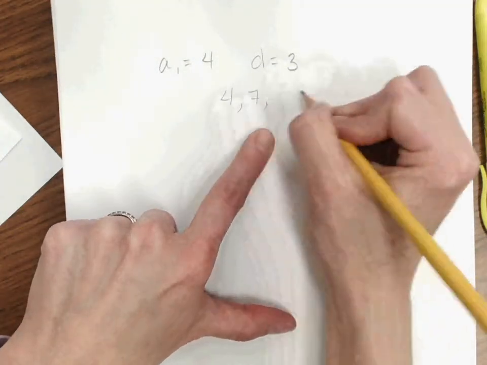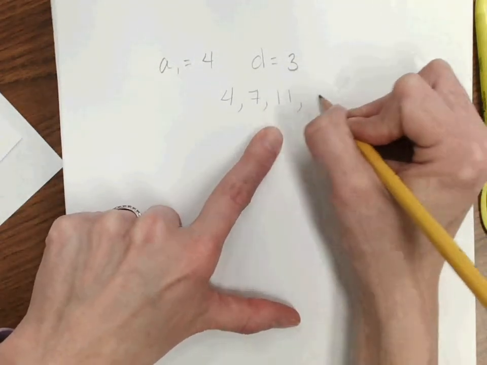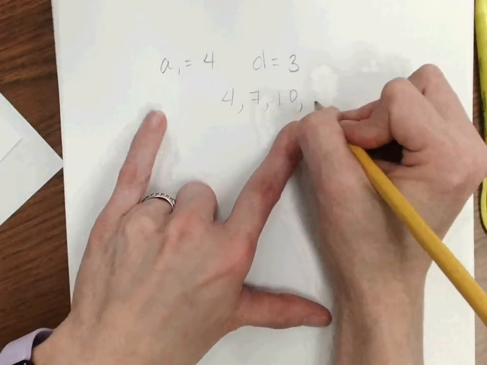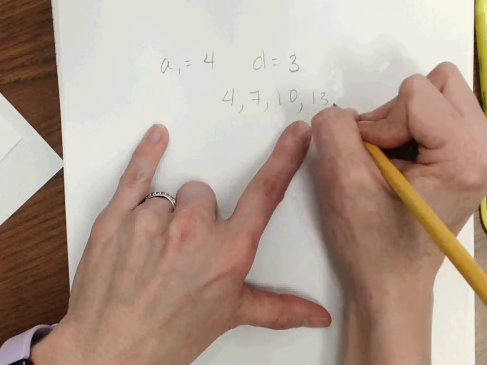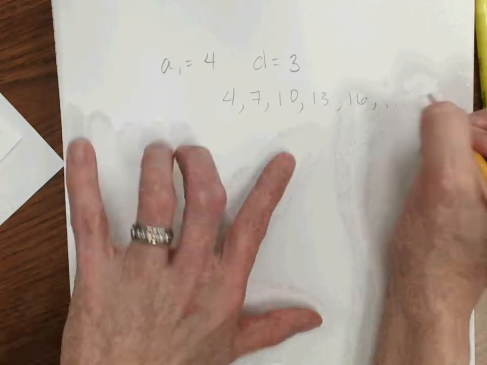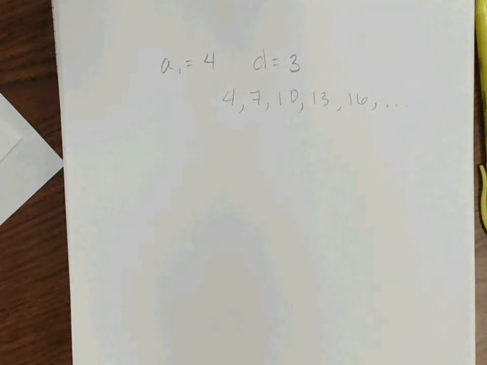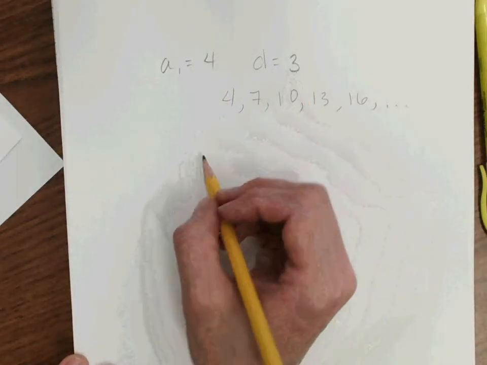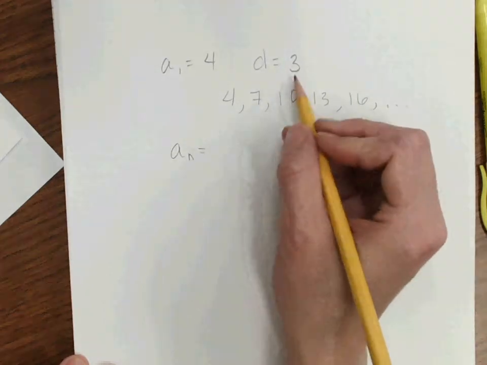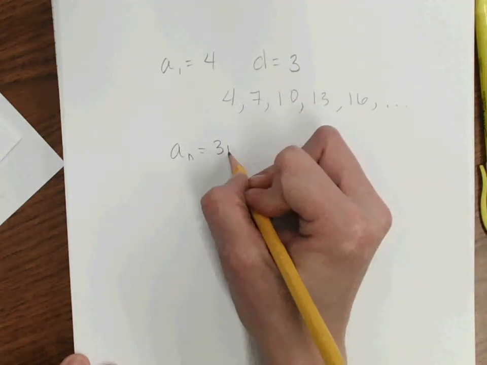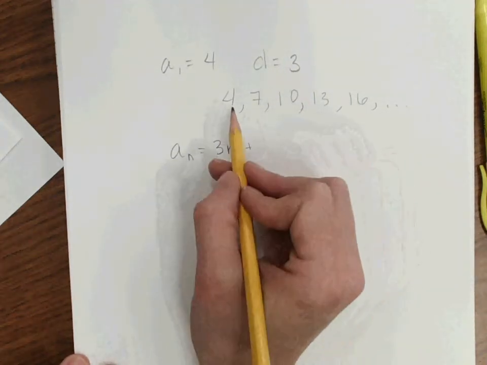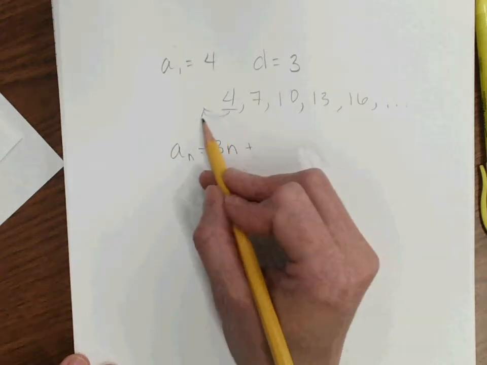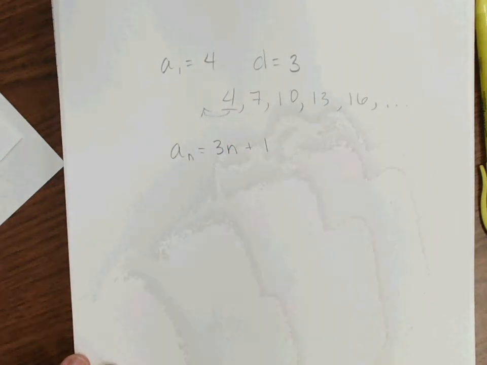My next one's going to be a 7, then an 11. Oh, no, sorry, a 10, right? I've got to add correctly. A 10, and then a 13, 16, and then so on, right? If I want to, I can use this information to write an equation, right? I know that a sub n is equal to my common difference, so 3n, plus whatever my 0th term would be. So I've got to work backwards, and I'm going to end up with 3n plus 1.